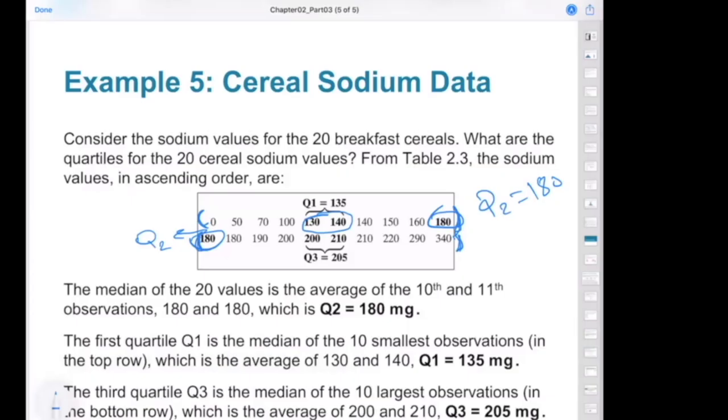Same thing for the second half. Okay, you have 10 numbers. You have two numbers in the middle, 200 and 210.